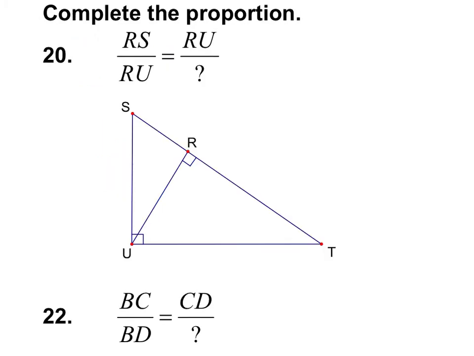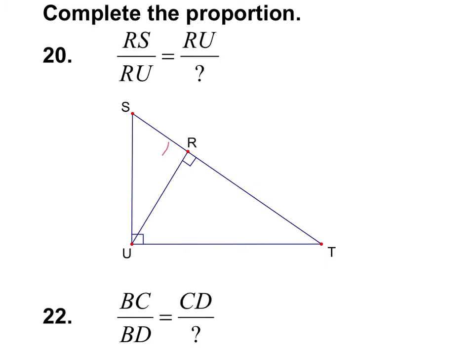The first 2 pages of this packet represent the first 2 lessons of Chapter 7, 7.1, 7.2. This page is all about 7.3. And in Lesson 7.3, we learned about similar right triangles. And we learned that if you have a right triangle, so I'm looking at this big right triangle, STU, and if you draw an altitude line in that right triangle, then what happens is 2 other right triangles are created.